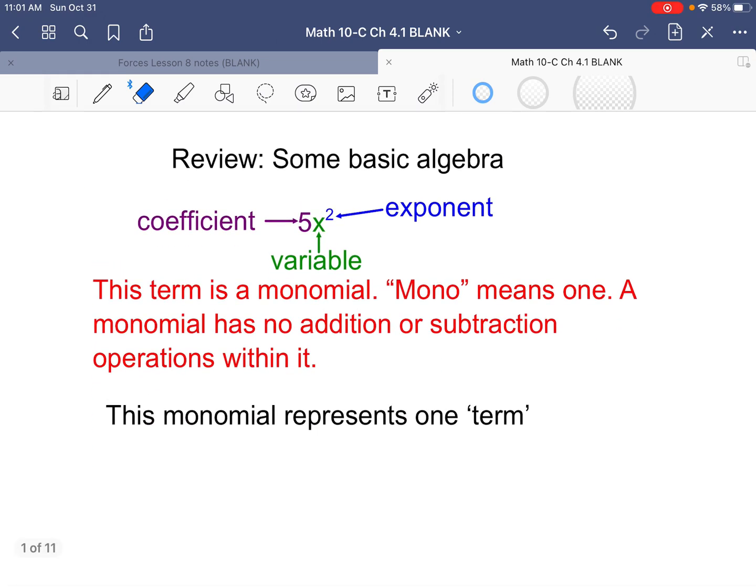So let's look at some basic algebra. Now, remember, whenever I give you something like this, we have the coefficient, the number in front, in this case 5. We have the variable, in this case x, and we have the exponent, in this case 2. Now this term is a monomial. Mono means one. A monomial has no addition or subtraction operations within it. Now this monomial represents one term.